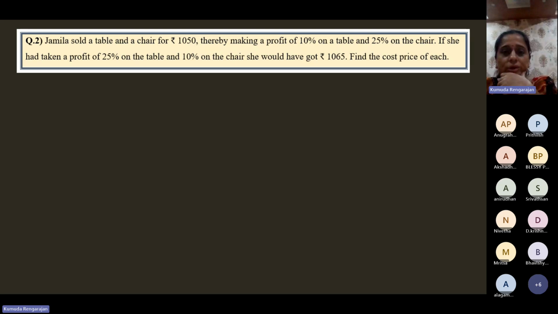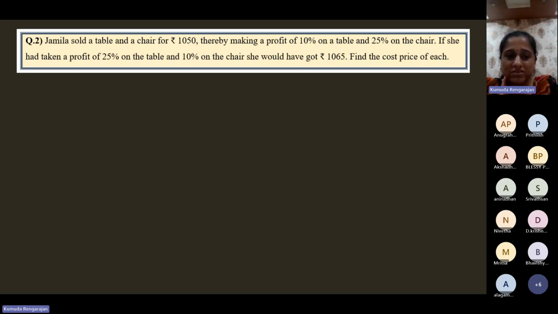Look at the variation in this question. The earlier question and this question may look similar, but they aren't. The way we construct the equation is completely different here, because of the information which is different here. Jamila sold a table and a chair for rupees 1050. Sold means selling price. So the selling price of the table plus the selling price of the chair is 1050. It's not only the profit margin here.